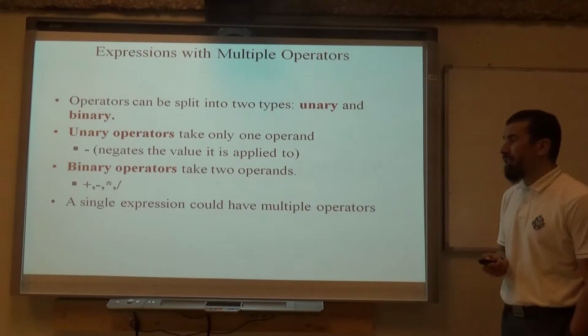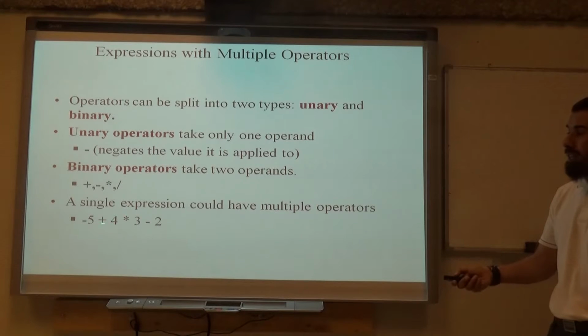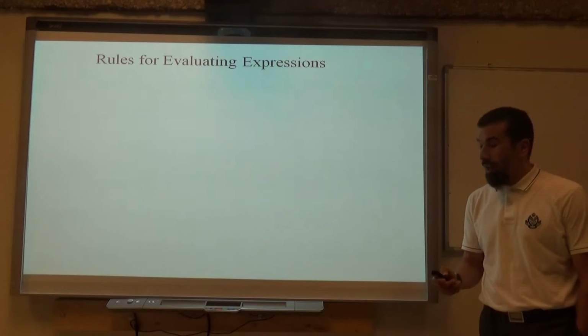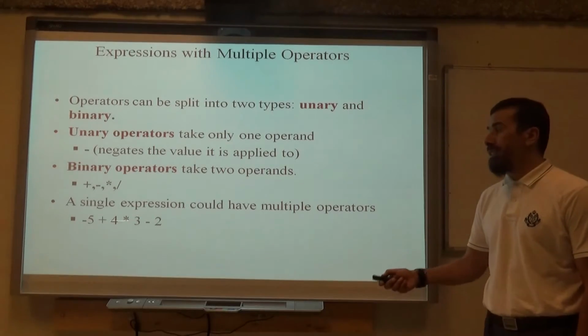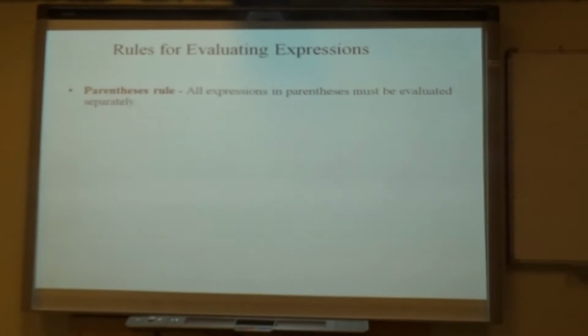A single expression could have multiple operators. For example, this is one expression which has mixed operators. It has the negation, it has the addition, it has multiplication, and it has the subtraction. And of course, in this case, when you have a mixed operation, we start talking about the order. So what is the order that the C compiler is going to use to evaluate this kind of expression? We call them rules of evaluation. How do we evaluate these expressions?